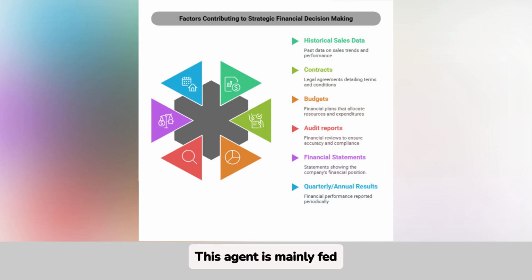This agent is mainly fed by two fundamental sources: historical data on sales, contracts, and budgets; and audit reports, balance sheets, and quarterly or annual company results. With this structured information, the agent can identify patterns and correlations between business decisions and their financial consequences. It can point out how certain sales strategies have impacted gross margins, cash flow, profitability by customer, profitability by type of service, or even by region.